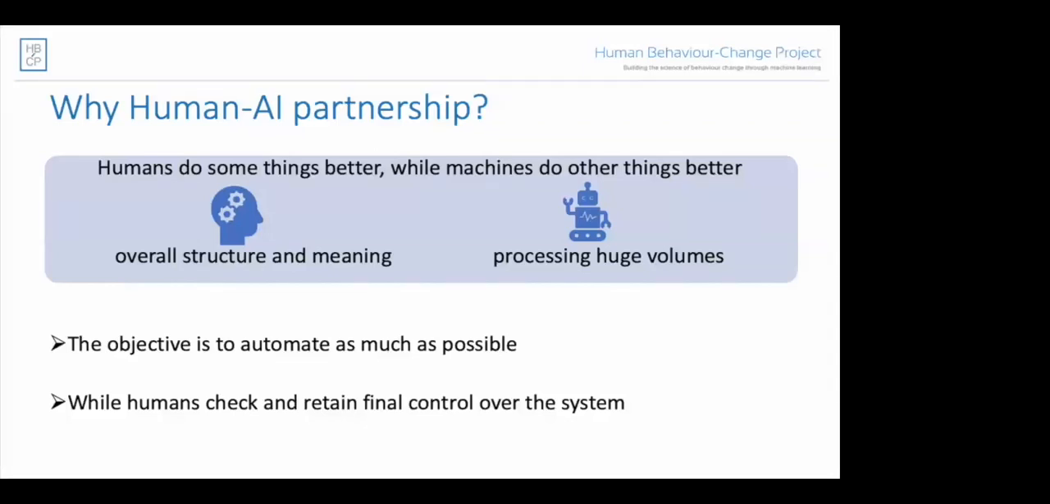So the objective of human AI partnership is to automate as much as possible with the most advanced AI technology possible, while ensuring that humans are able to check every part of the system, to be in the loop and retain final control over the conclusions of the system, so that they can make sure that no bias or negative consequences creep into the automation part of the system.